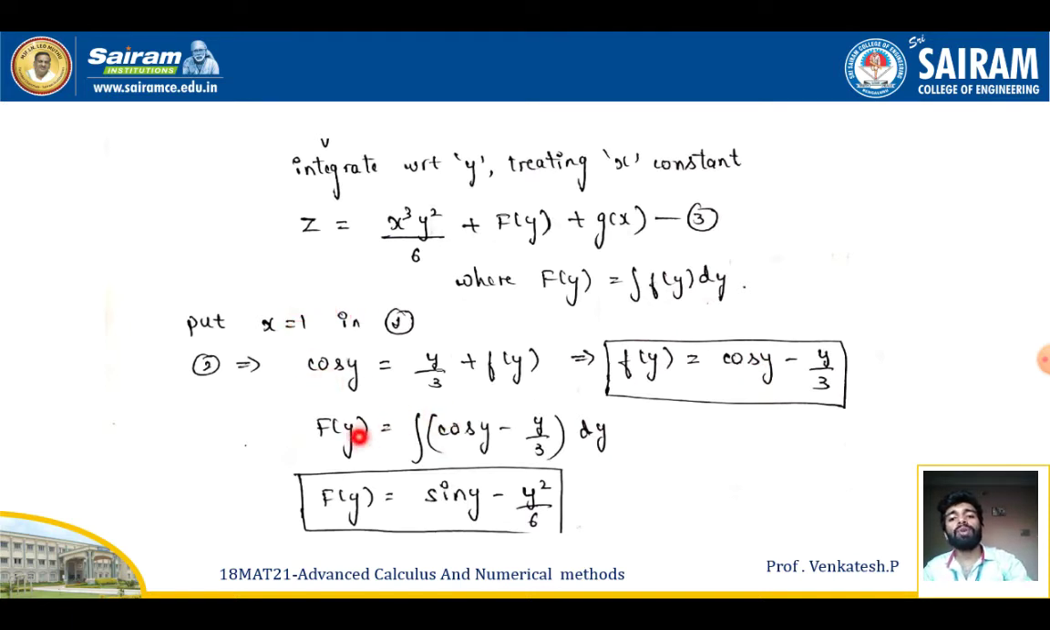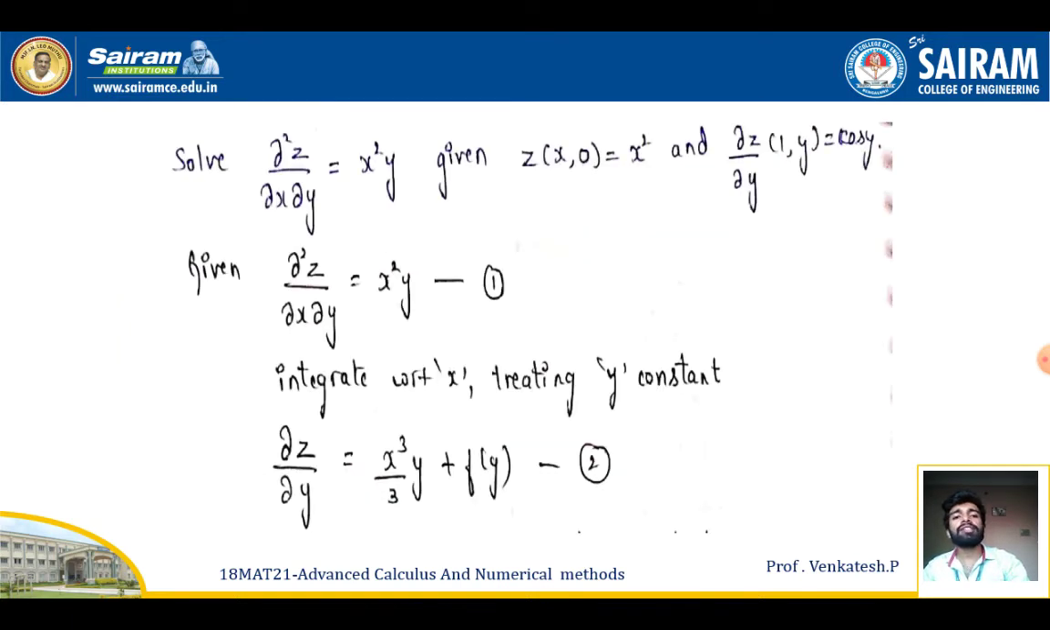Now I want to estimate the value of capital F(y). Capital F(y) is given by integrating small f(y) with respect to y. If I integrate this equation with respect to y, I get the integral of (cos y − y/3) dy. The integration of cos y is sin y, and y/3 becomes y²/6. Now to estimate the value of g(x), we have to substitute z = x² and y = 0 in equation number 3.